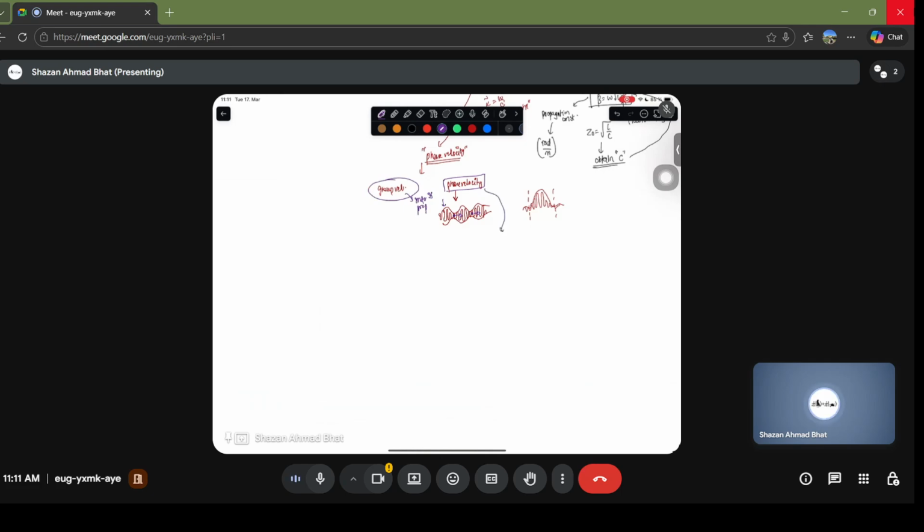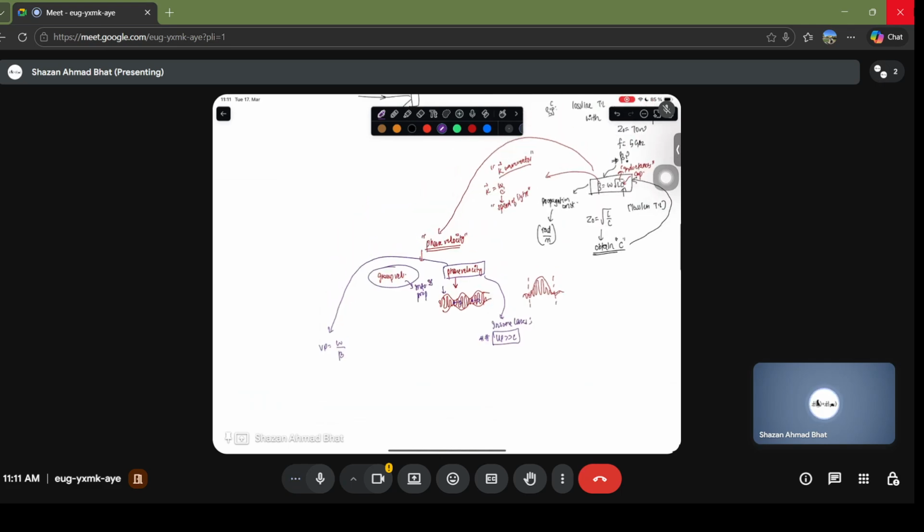And this phase velocity, in some cases, can go greater than the speed of light. But it doesn't mean you're breaking any rules. It's just not the velocity at which the information is propagating. Essentially, you can write the phase velocity in terms of omega over the propagation constant.